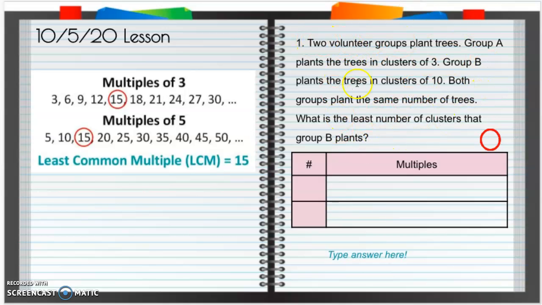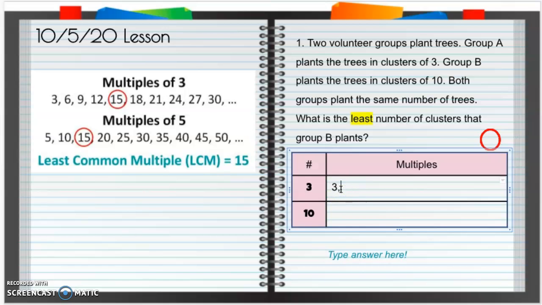So here's what we're going to do. What is the least number of clusters that group B plants? Two volunteer groups plant trees. We have group A that plants trees in groups of 3, and group B that plants trees in clusters of 10. Both groups plant the same number of trees. What is the least number of clusters that group B plants? So we're going to find the least common multiple here. That keyword least gives us a big hint.